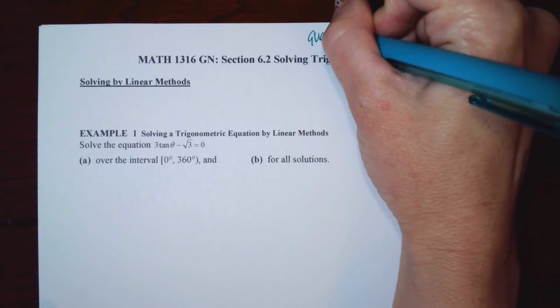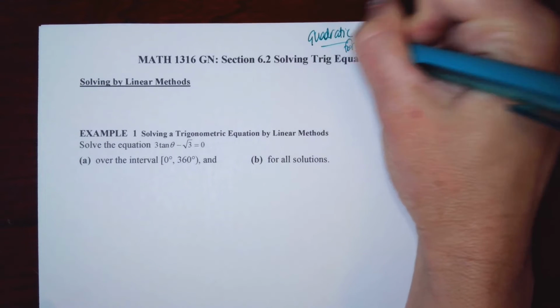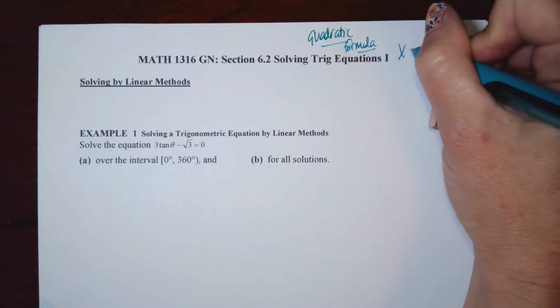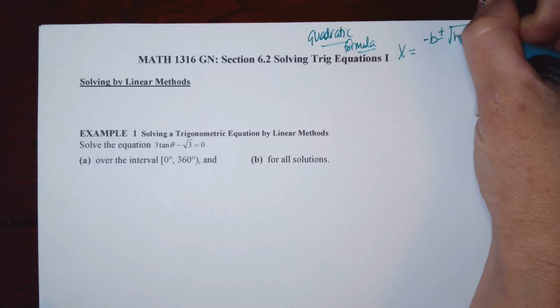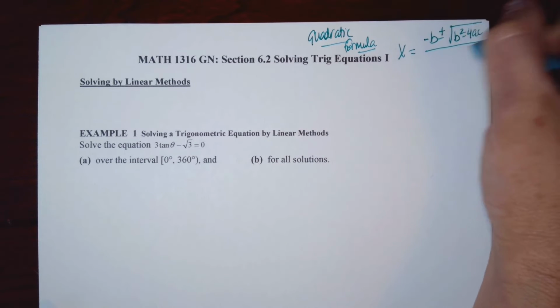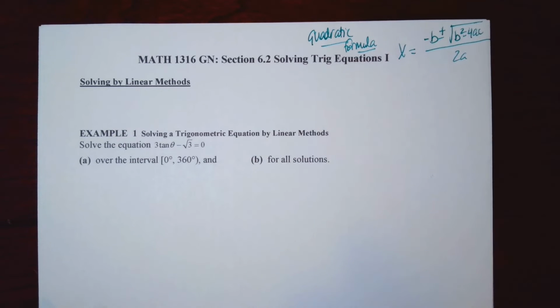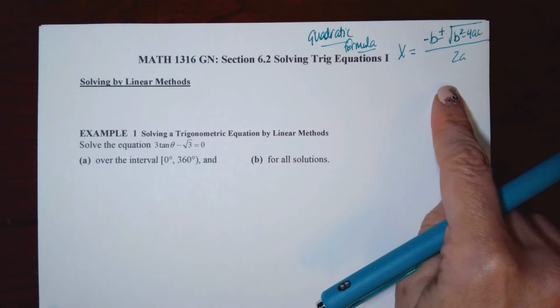Quadratic formula, because we will be using quadratic methods to solve, and if something can't be factored, you have to use the quadratic formula. X equals negative b plus or minus square root of b squared minus 4ac all over 2a. You should have that memorized, hopefully still from college algebra, but if not, refresh your memory.